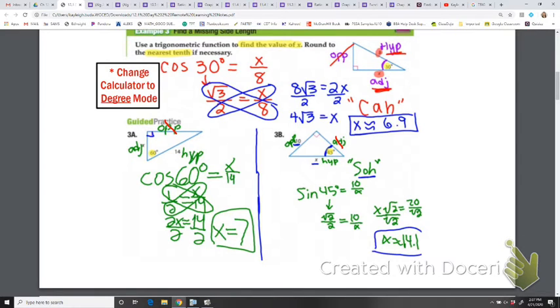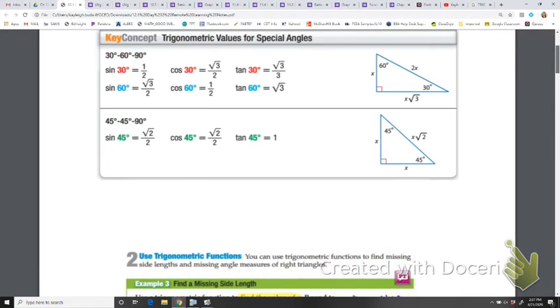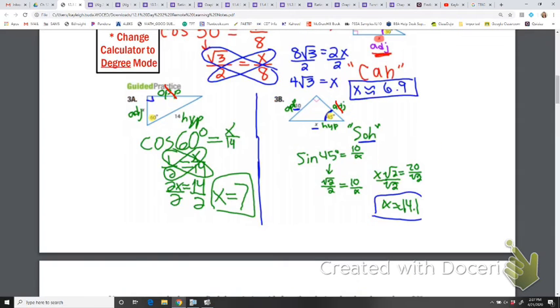One way you could solve is that the sine of 45 degrees is a special angle, so that gives you the square root of 2 over 2. And then you can use cross products and solve that one. You get 14.1.